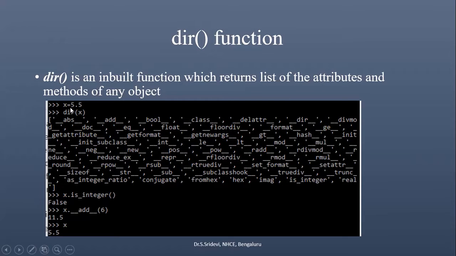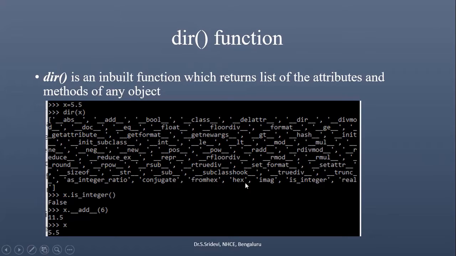To know what all the attributes and methods available with this particular object are, we can call the function dir. When we pass x as the argument to this dir function, whatever attributes and methods are associated with the object x will be printed. So I'm getting output like this. If you see, we have functions for abs, which stands for absolute, then add, then bool, and so on.